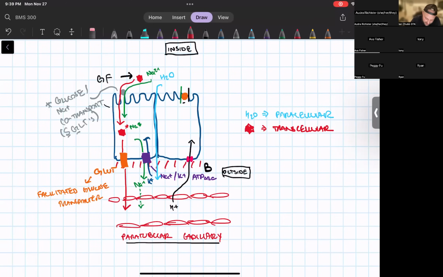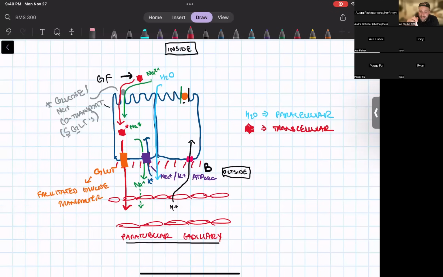And from there, it can actually leave the cell off the basilar side through what we call a GLUT channel. It's a facilitated glucose transporter, so it's only transporting glucose. We don't need sodium anymore. We don't need any of that. We can just pull the glucose from the cell and put it right back into the blood.